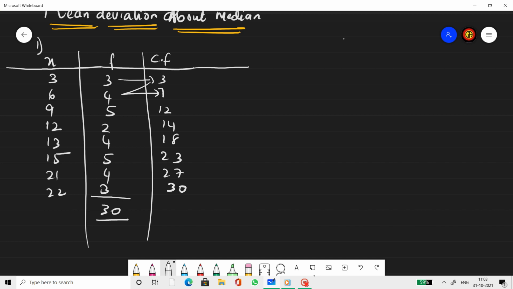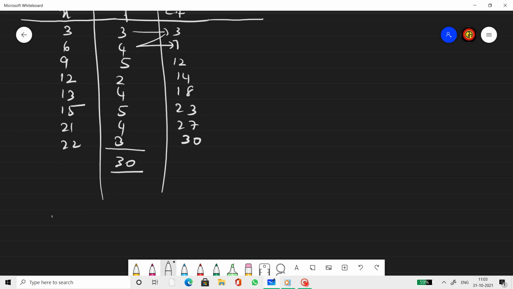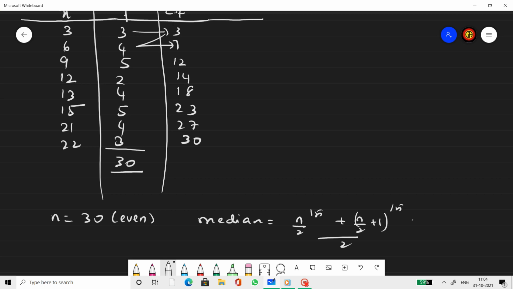Now, when it comes to median, we need to know whether it's an odd value or an even value. There are 30 data. So 30 is an even number. So when n is 30, which is even, the median is equal to n by 2th term plus n by 2 plus 1th term, by 2. So that means 30 by 2, 15th term, and 30 by 2 plus 1, that's 16th term, by 2.